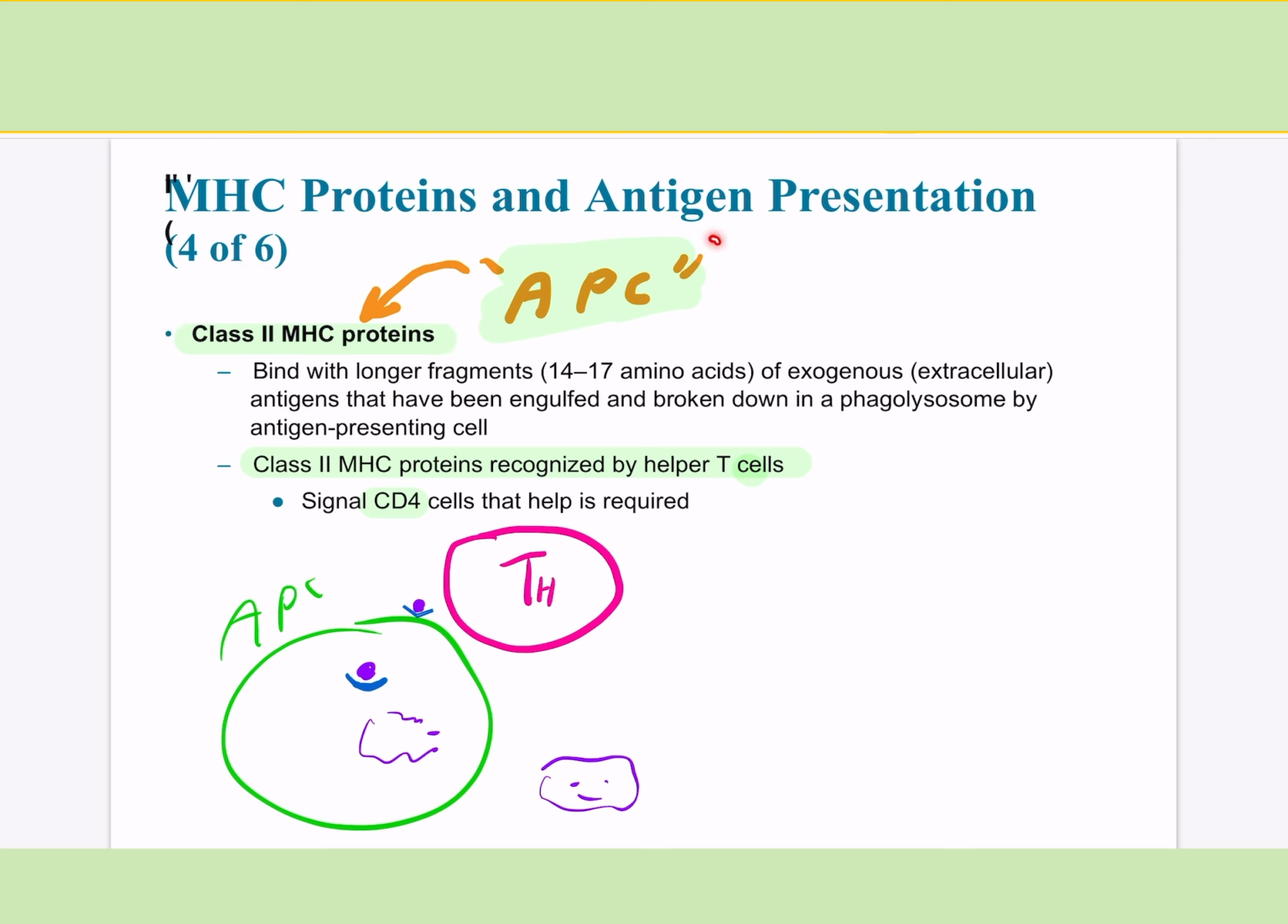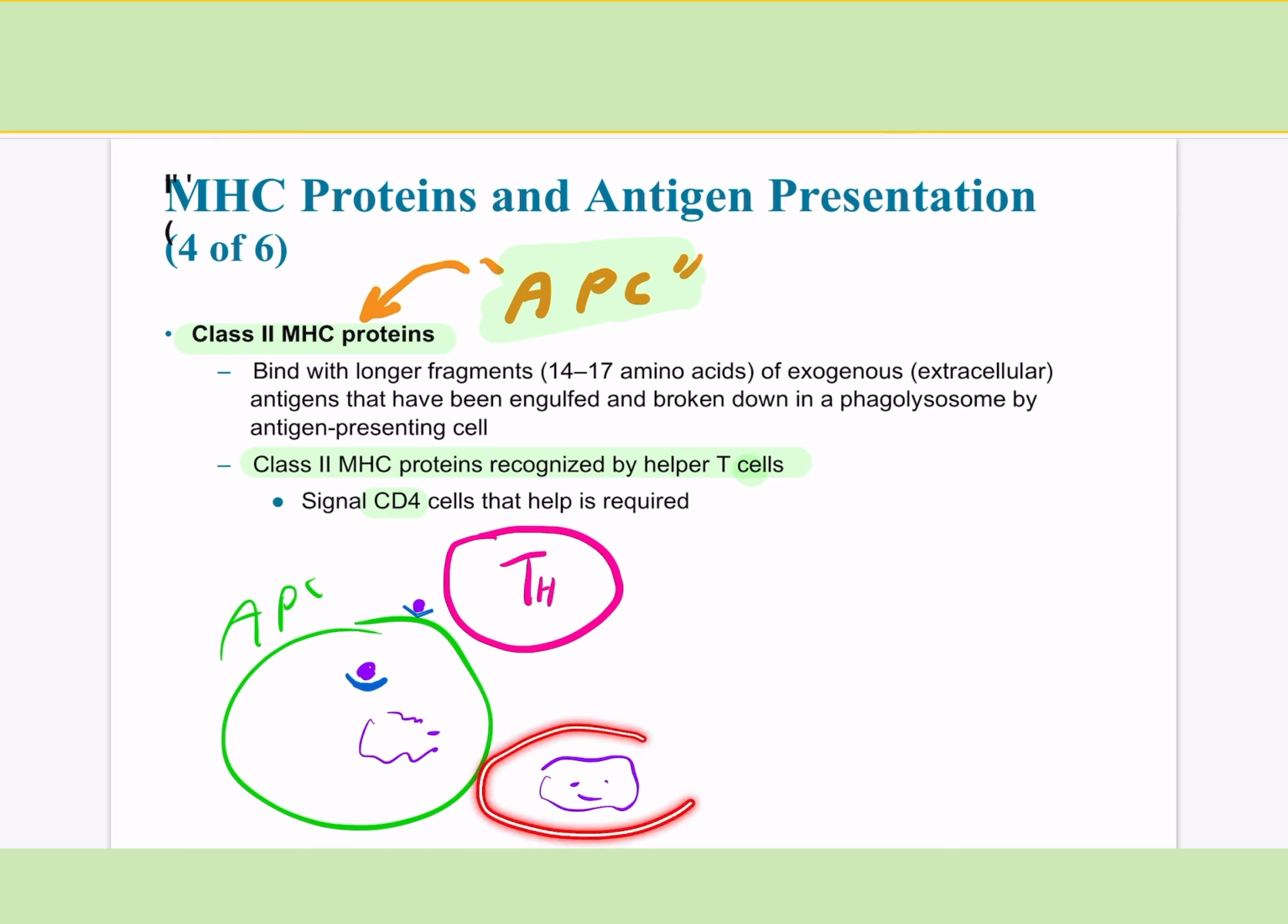Now let's look at the second class, which is the MHC2. We only find these on the antigen presenting cells. Once again, there are very few cells that are antigen presenting cells. It is, once again, B cells, macrophages, dendritic cells. These proteins actually bind with longer fragments. And it's not something made inside the cell. It represents something outside.